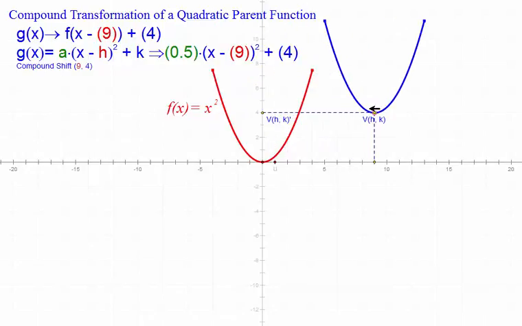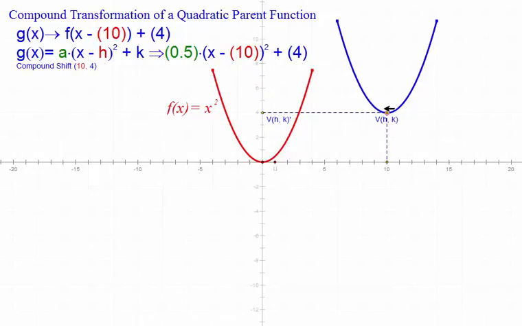I hope you understand this visual demonstration of the transformation of a quadratic parent function, and you will be given a worksheet which has a couple of questions about the transformation of a quadratic parent function. You are going to answer these questions. I hope you enjoyed the video and you will understand the concept of transformation or compound transformation of a quadratic parent function.